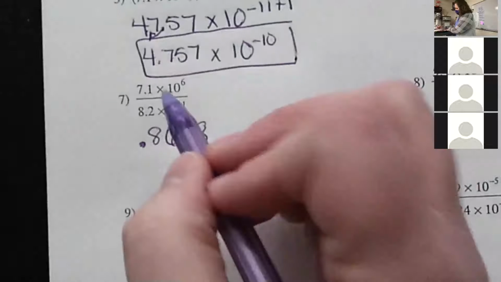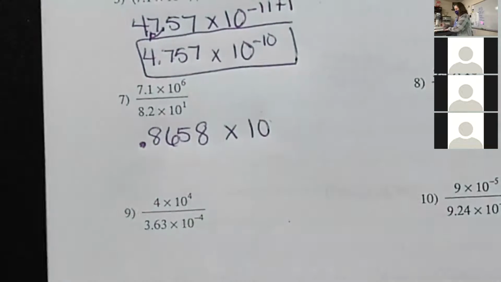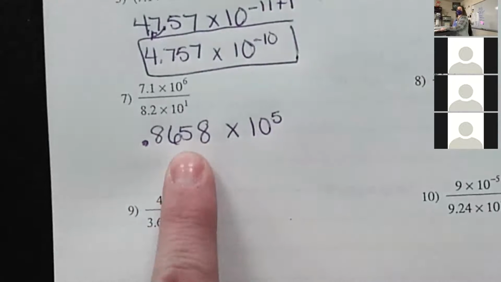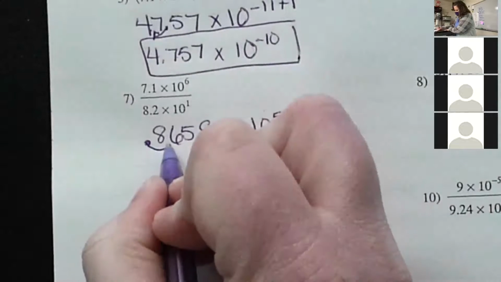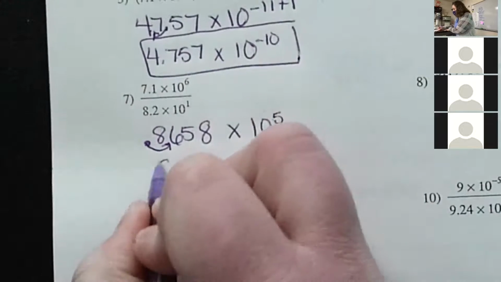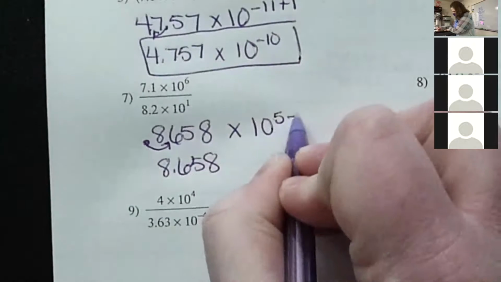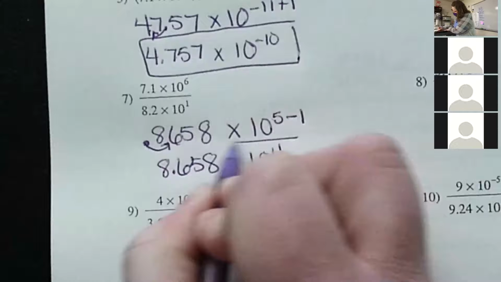If I am dividing, what do I do with my exponents? Subtract. What's 6 minus 1? 5. Is this in scientific notation? No, because there's not a number 1 through 9 in front of that decimal. So I got to move this one over. So this number I made what? Bigger. So I have to make this one smaller. So I have to subtract 1. So 10 to the 4th.